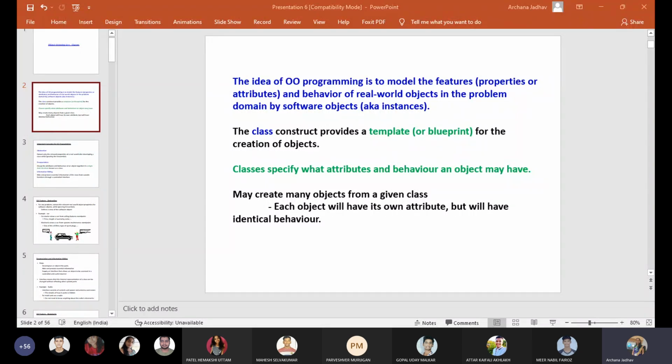Then, another property that we have discussed about object oriented programming. Before going to that, you should also remember that the class construct provides a template or a blueprint for the creation of your objects. It gives a clear idea about how many objects you will have in that particular class. As I said, when you are talking about a person, all the objects you have will belong to the class person, but they will have different properties and different functions.